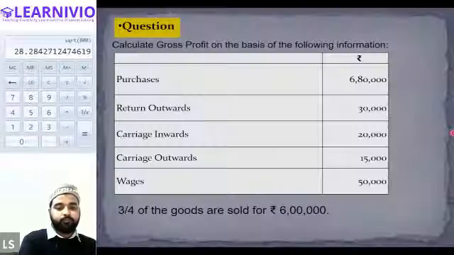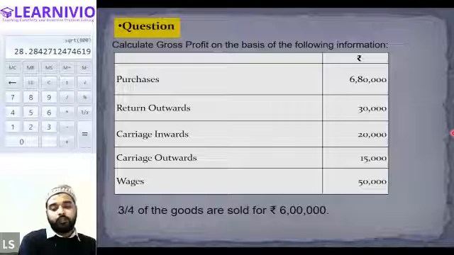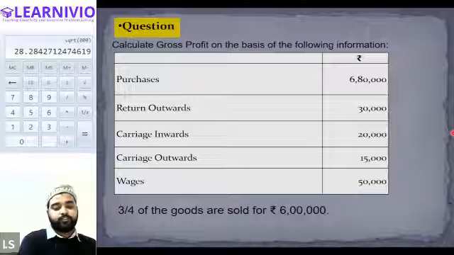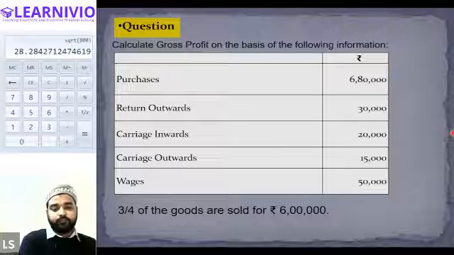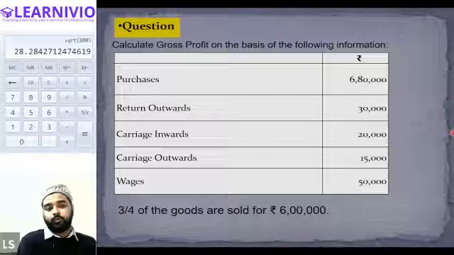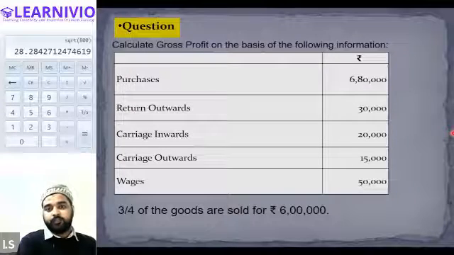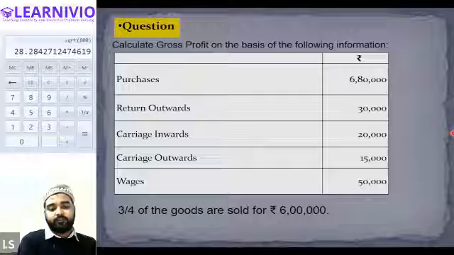But the question is saying that we have sold only 3/4 of the goods. We are not selling all the goods. We have only sold 3/4 of the goods manufactured. So this 6 lakh is the value of the goods sold. This is the value of the 3/4 goods sold in the market, that is, 75% of the goods. 3/4 is basically 75%, no? So the selling price of the 75% of the goods is 6 lakh.